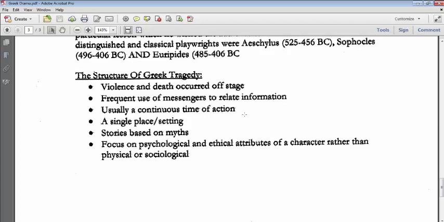The stories would often be based on myths. So there'd probably be, they would talk about the myth of Hercules or other famous characters, and the focus is on psychological and ethical attributes of a character rather than physical or sociological. So what that means is that the stories would be very character driven. They were designed to really help explore the inner motives and the motivations of the characters.